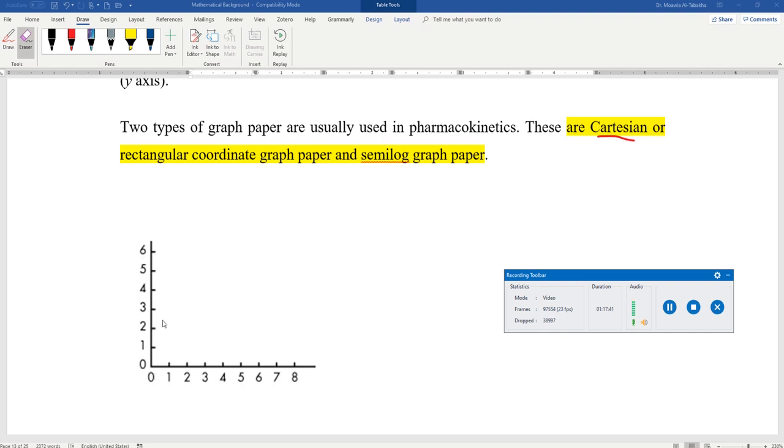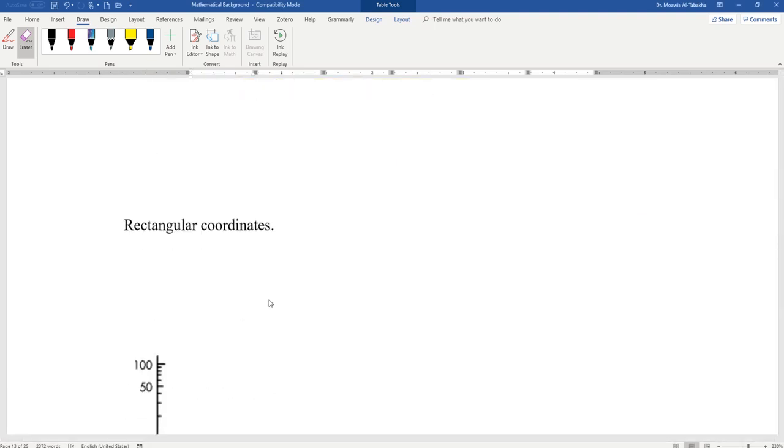You will notice that both start with zero, and there is equal distance from zero to one, to two, to three. There are equal distances, and the same case here between zero, one, two, three, four. We call such a graph a Cartesian, linear, or rectangular coordinate graph. So you need to recognize such a graph and differentiate it from the semilog graph paper. So let's go and see semilog graph paper.